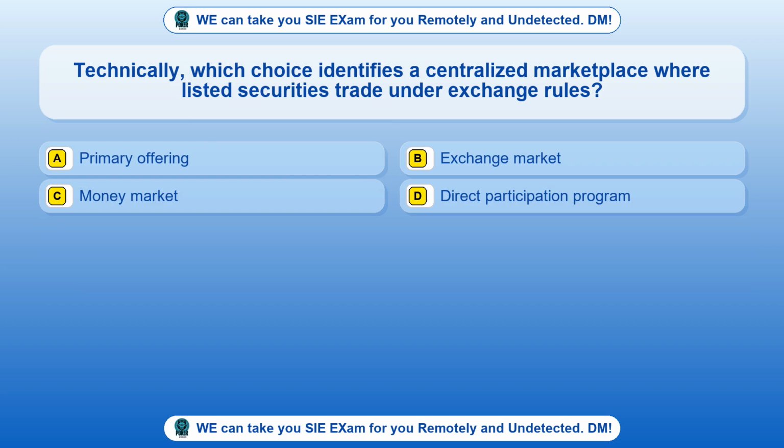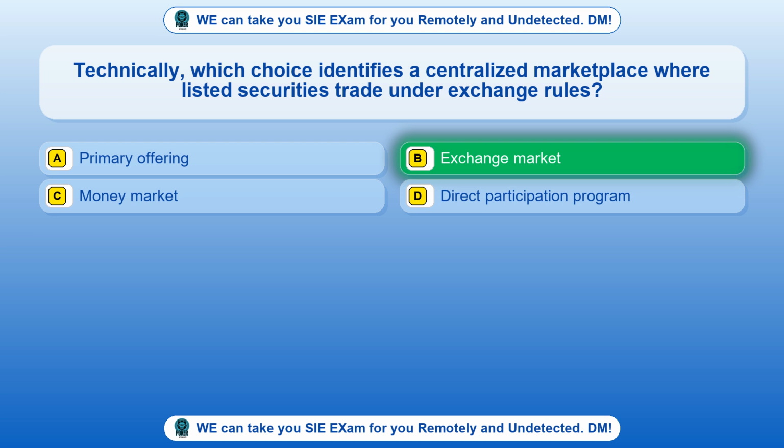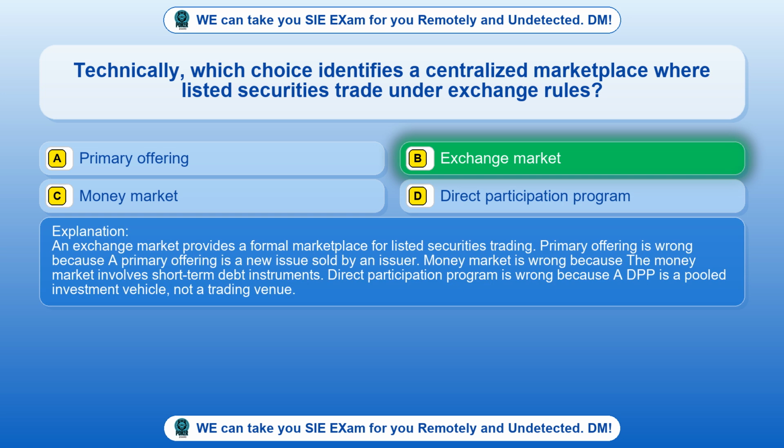Question 42. Technically, which choice identifies a centralized marketplace where listed securities trade under exchange rules? Option A, primary offering. Option B, exchange market. Option C, money market. Option D, direct participation program. The correct answer is option B, exchange market. An exchange market provides a formal marketplace for listed securities trading. Primary offering is wrong because a primary offering is a new issue sold by an issuer.